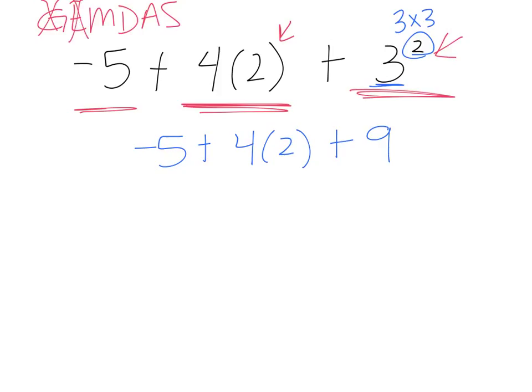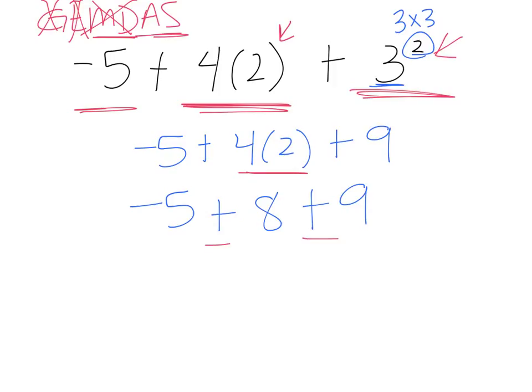I look for multiplication and division. Remember, these are done together. There is no division, but there is a set of multiplication. Remember, this is our multiplication right here. So I'm going to leave -5 plus 4 times 2 is 8 plus 9. So now, again, I have no division, so I'm going to cross those out. And I look for adding and subtracting. So now at this time I have all adding, so I just solve. Remember, with your integers, you're doing -5 plus 8.